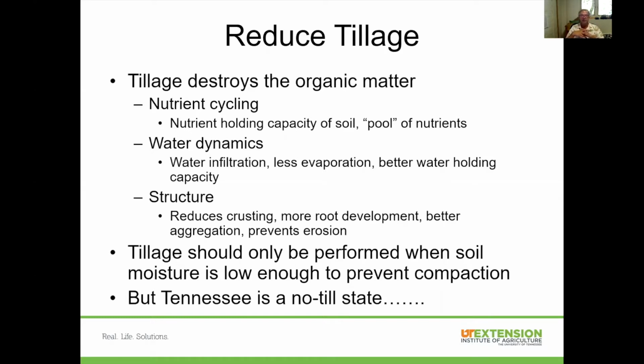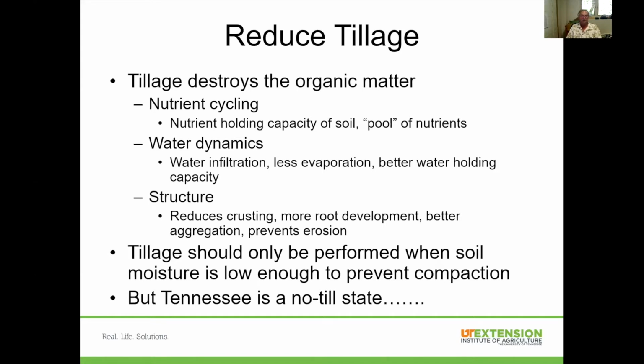Organic matter is important for many, many reasons. It's very important in nutrient cycling, and it holds a pool of nutrients in the organic matter. So if we lose that organic matter, we lose a pool of nutrients. Organic matter is also very, very important in water dynamics, helping with infiltration, reducing evaporation, and increasing the water holding capacity.